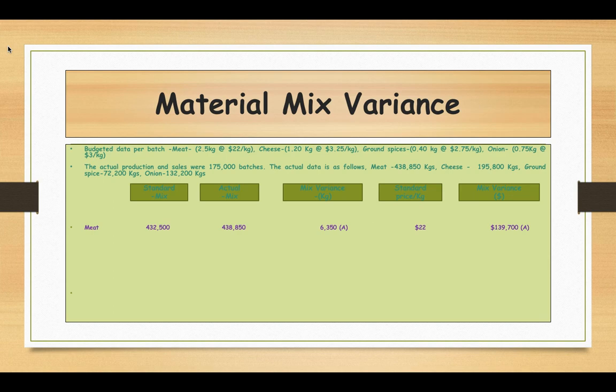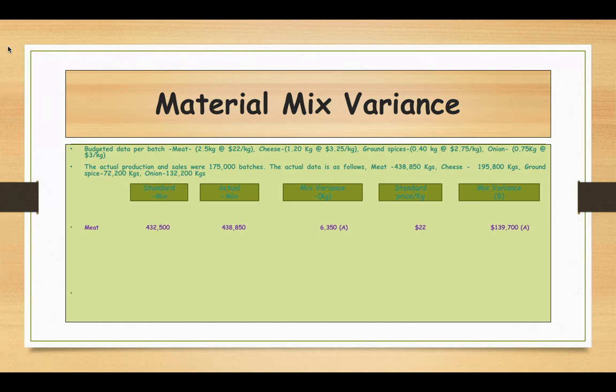So if we calculate the standard mix for meat, which is 2.5 divided by 4.85, times 839,050 kilograms, we will get 432,500. So this is how much should have been the standard mix. But the actual mix, the question says 438,850. So the difference is 6,350 adverse because we have used more meat.